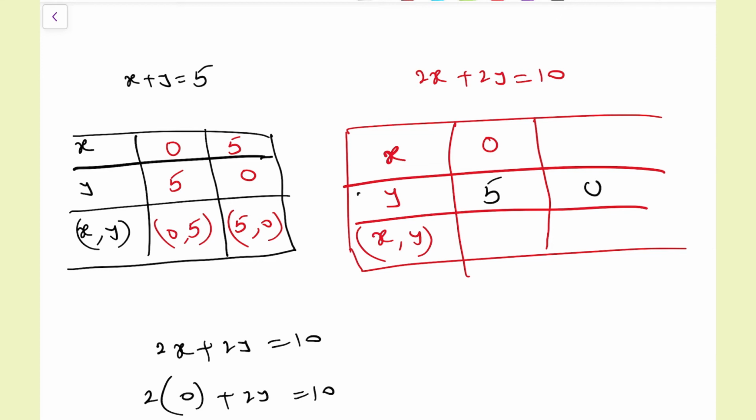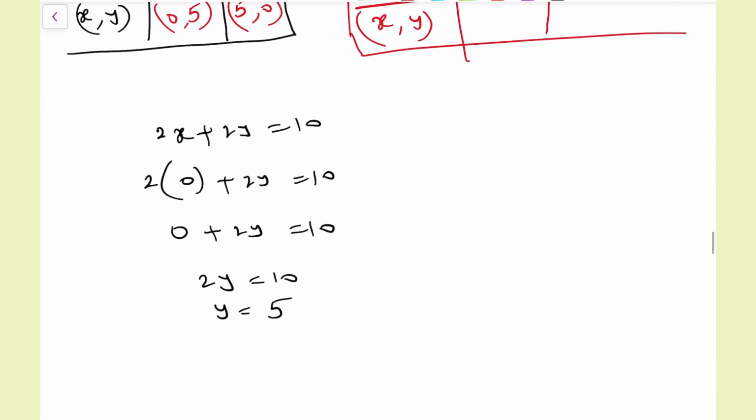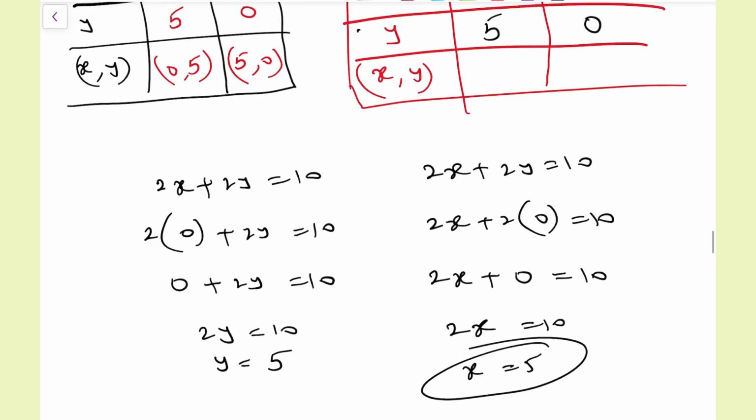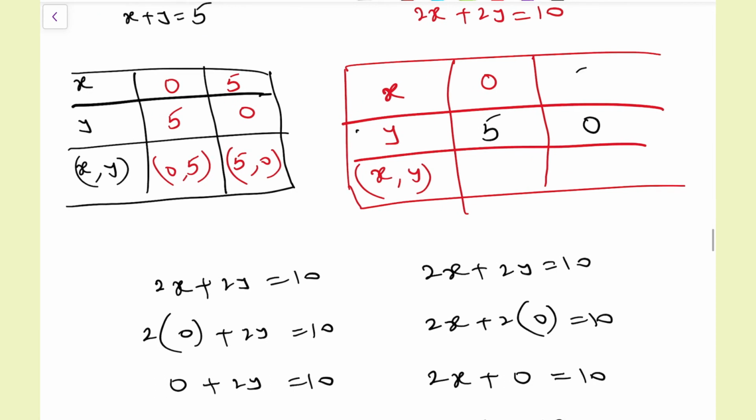Now in the place of y I will keep 0. Same equation, 2x plus 2y equals 10. 2x as it is plus 2 into 0 equals 10. So 0 is not necessary, 2x equals 10. Then what will be the x value? 5. So here x value is 5. So the points will be 0 comma 5 and 5 comma 0.